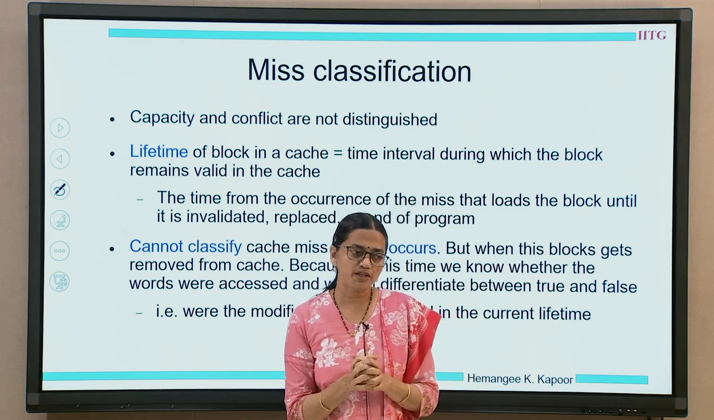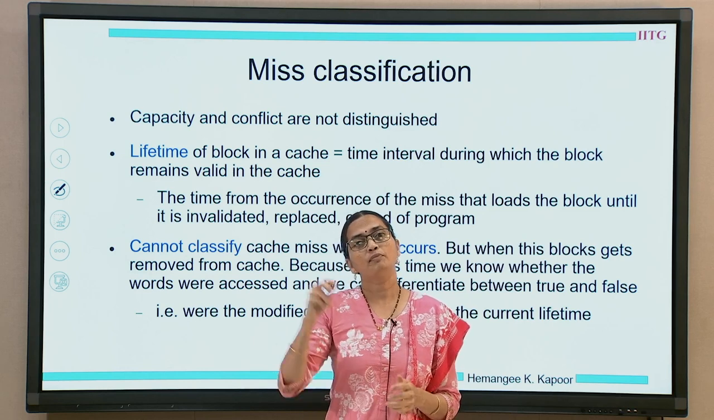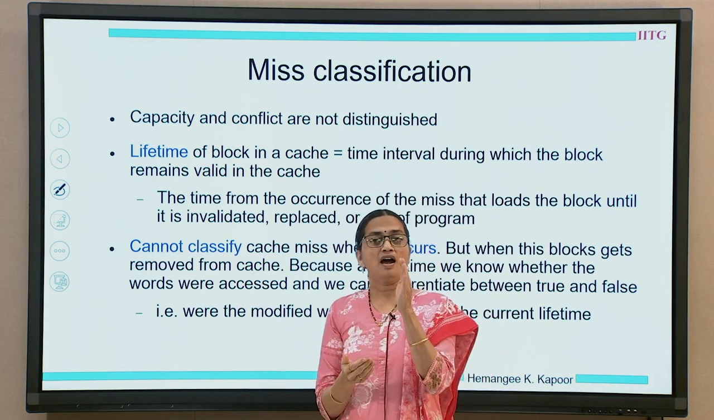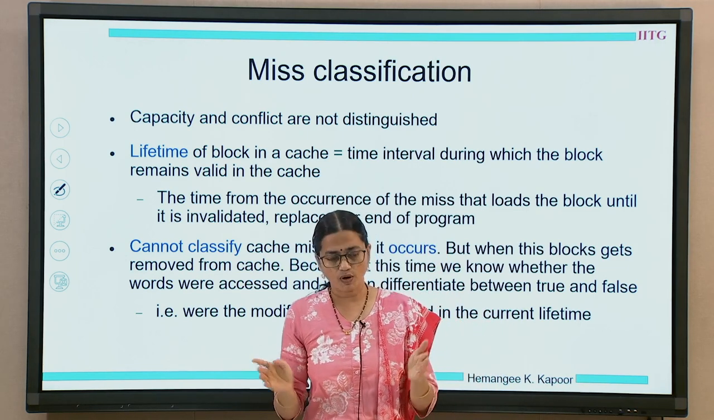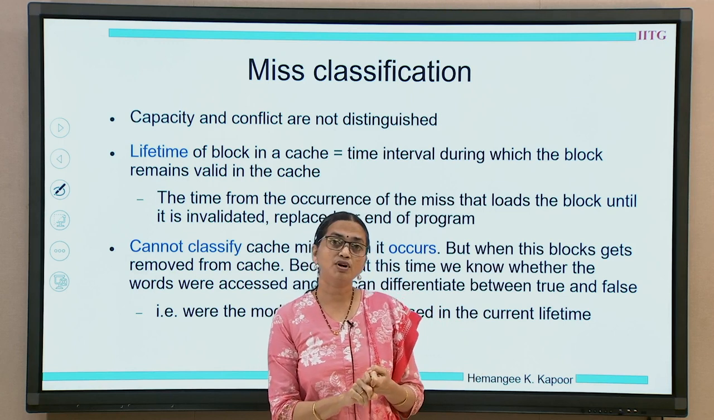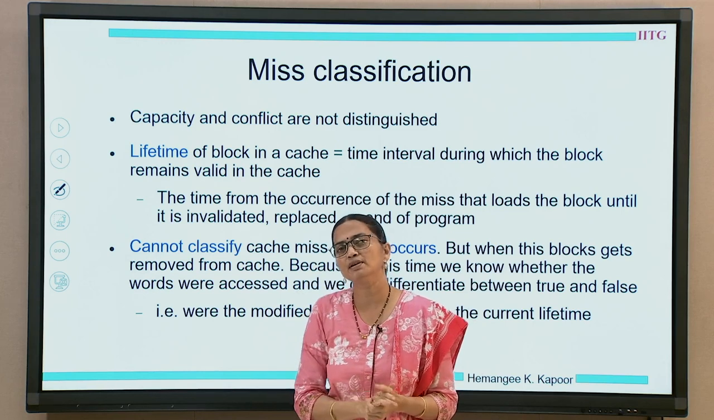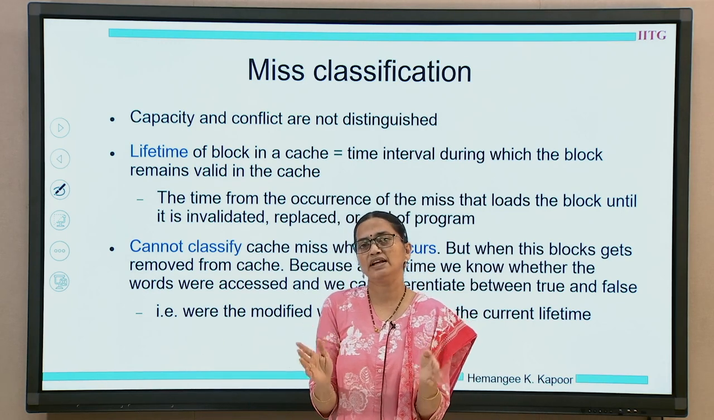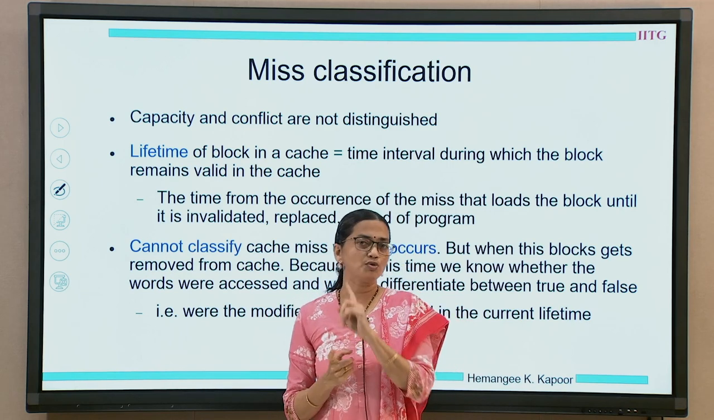Now, the lifetime of a cache block is the duration of time it resides in the cache. From being loaded into the cache, it gets used, and then after getting used, what are the three ways in which it gets removed? One is it gets evicted because of replacement. That is, there is a conflict miss or a capacity miss, and the block gets removed even if the processor wants to use it, because there is no space in the cache. So this is one reason the block will go out of the cache.